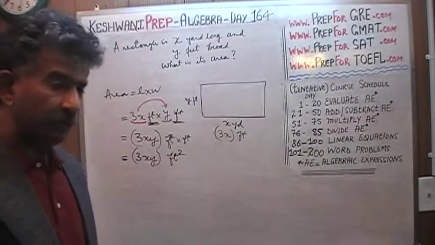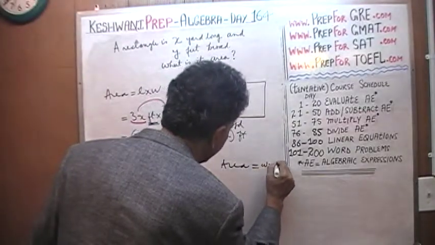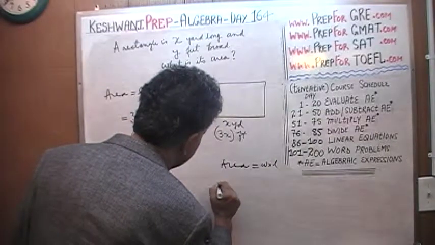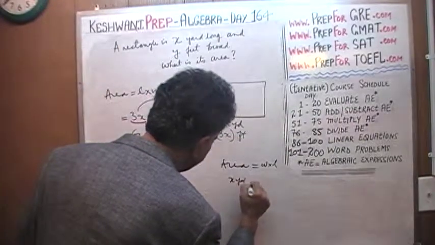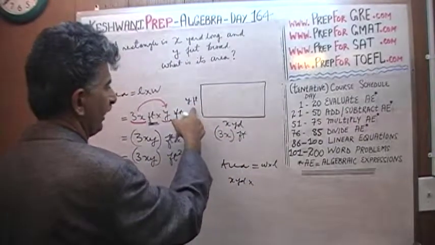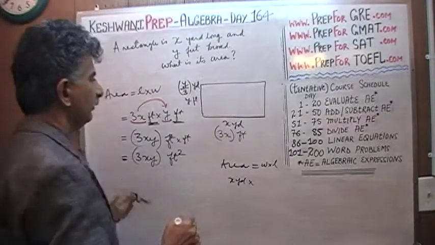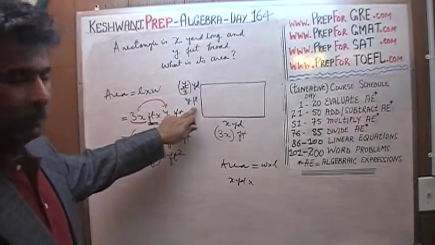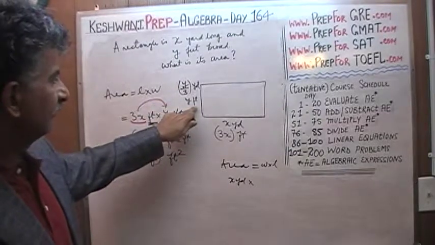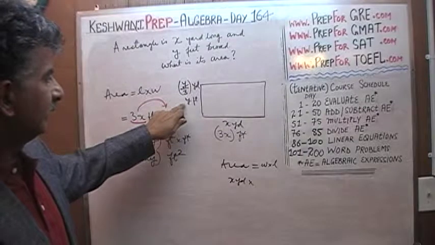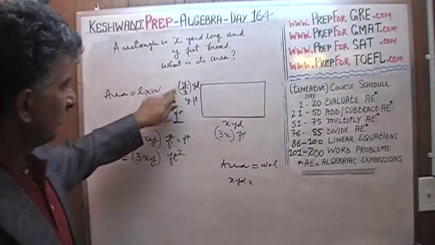Let's do the same problem in square yards. Area equals length times width. The length is x yard, so x yard times width, which is y feet. Y feet is the same as y over 3 yard. How do you convert feet into yards? You take the number of feet and divide by 3. For example, 6 feet would be 2 yards, 9 feet would be 3 yards, and so forth. So this width here is y over 3 yard.